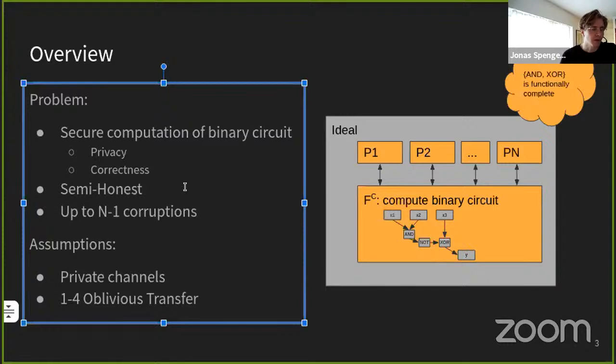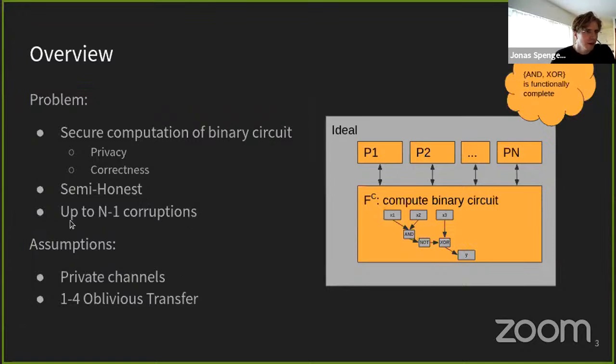Or rather, the adversarial model that we consider is the semi-honest model. So an adversary does not try to corrupt the protocol, rather follows the protocol, but tries to learn information from the exchanged messages. And it is also secure up to n-1 corruptions, where n is the number of participants or parties that we have in our protocol.